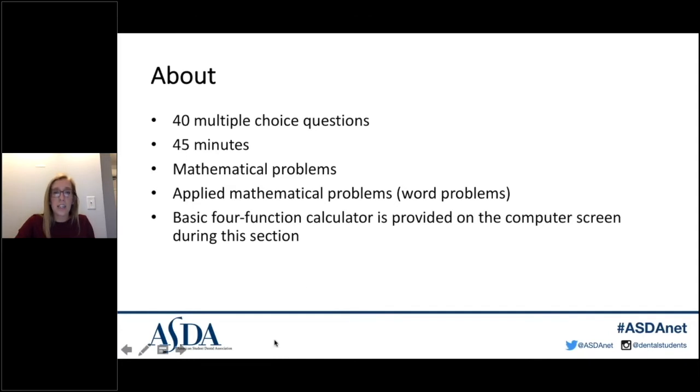And also on the DAT, you get a four function calculator just on the math section, and it's on your screen. When I took my test, I had to click it because my keypad wouldn't work, so I had to individually type each key in. So it's good to practice making sure you are fast with that and also doing math in your head.